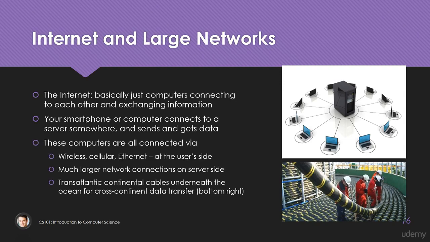And these computers are all connected, on the user side through wireless cellular or wired Ethernet connections, as we talked about. But there are also much larger network connections on the server side. And when you talk about global distribution of data and the internet, there are large transatlantic continental cables that are often put underneath the ocean that facilitate cross-continent data transfer. And you can see a photo of how those are laid out here. These go underneath the oceans, and literally companies plumb the ocean's depths to set up these cables that allow the internet to be transferred across multiple continents.